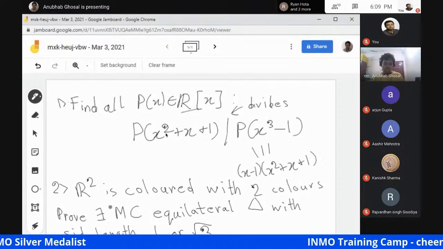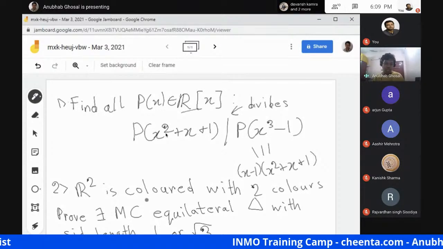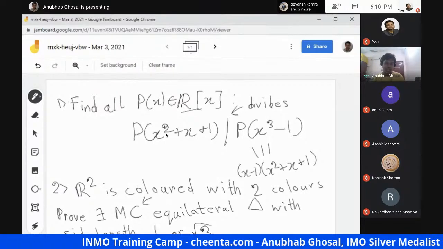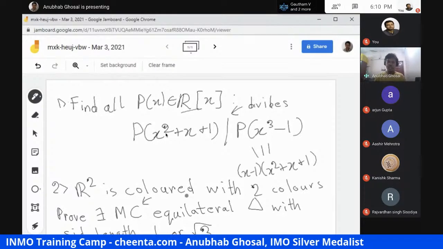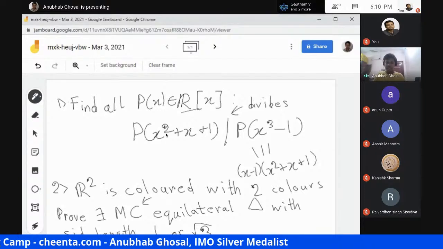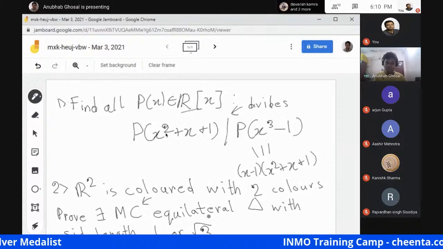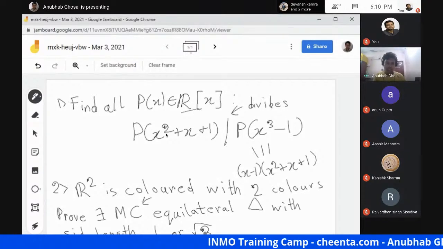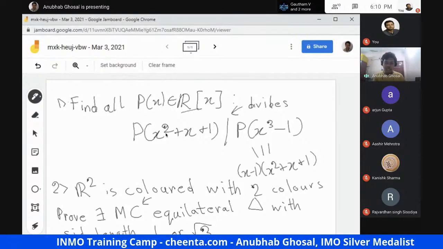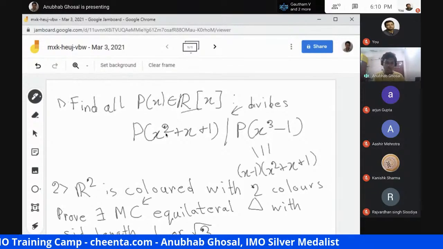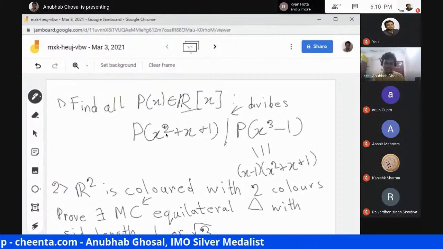All right. So monochromatic means all the vertices are the same color, and equilateral triangle means equilateral triangle, and R2 is colored with two colors in the sense that every point is assigned a color. Let's say red and blue, for example. All right. And okay, so let's go with these two questions. Is there anybody who has seen both of these two questions?